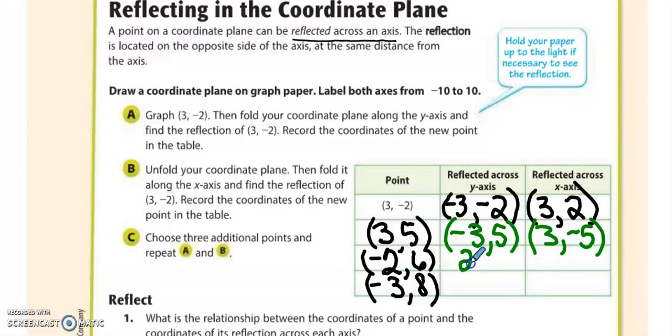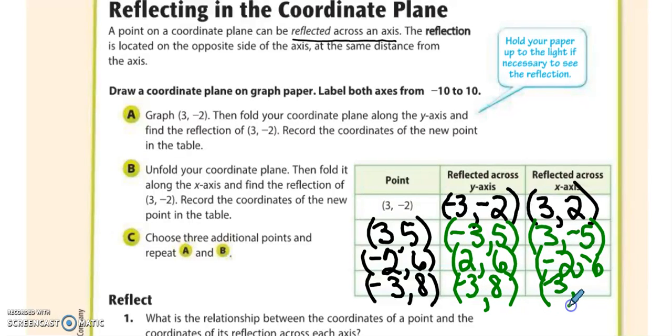Similarly, -2, 6 reflected across the y-axis would be 2, 6. Reflected across the x-axis, it would be -2, -6. -3, 8 would be -3, 8. And 3, -3, -8.